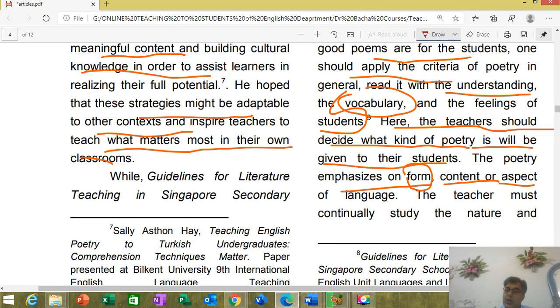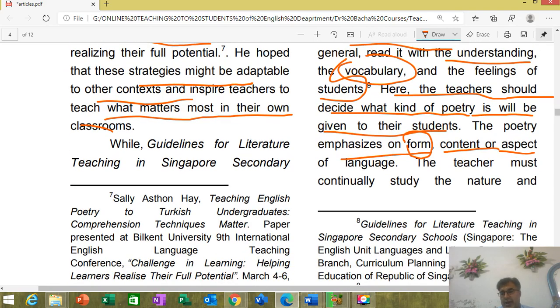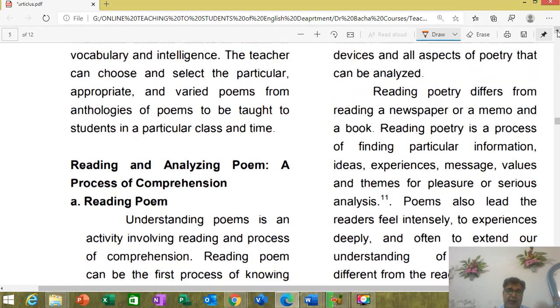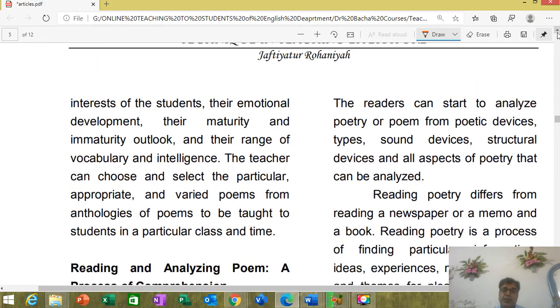The teacher must continually study the nature and the interests of students, and their emotional development. I mean, these are the things which have to be looked at by the teacher. For example, the students' interest has to be looked at. But unfortunately, this is a very strict question. We cannot sometimes liberate our students.